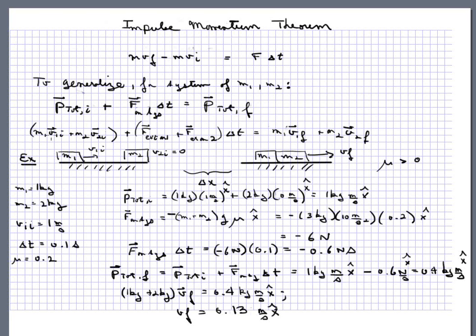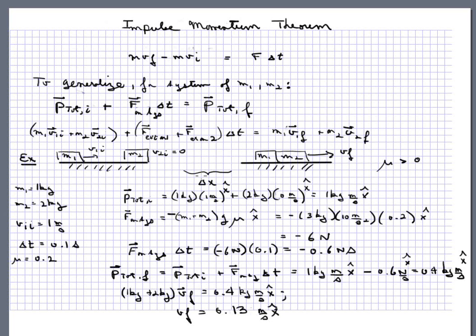And so to write that out, m1 v1 sub i plus m2 v2 sub i plus the external force on 1 plus the external force on 2 times delta t. Delta t represents the time interval over which this is being considered, is equal to the final momentum, which is for the system, which is m1 v1f plus m2 v2f.